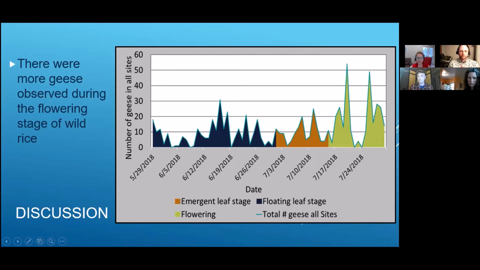I don't know if this means that more geese just frequent the bay when it's flowering, or if they just, I don't know, prefer to go to the bays during that time.